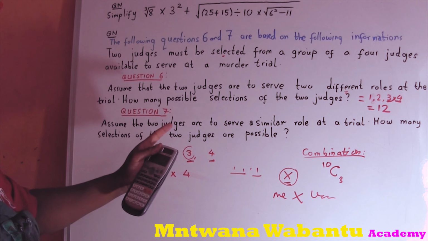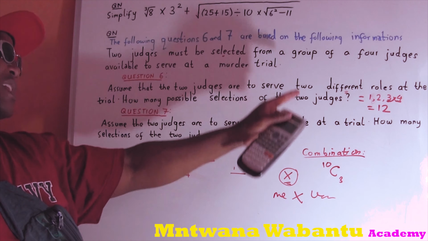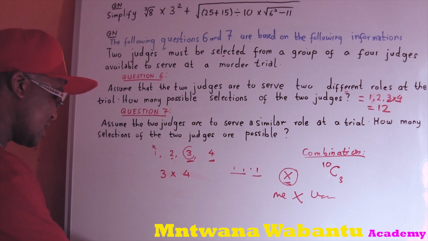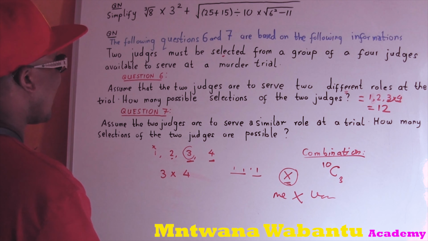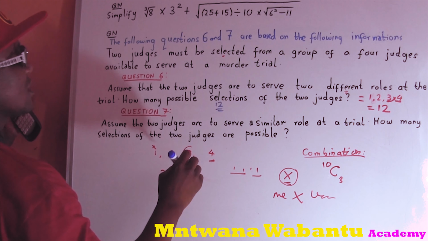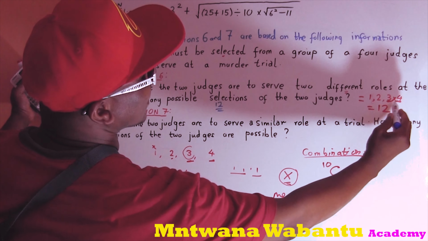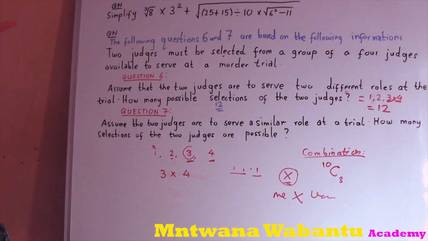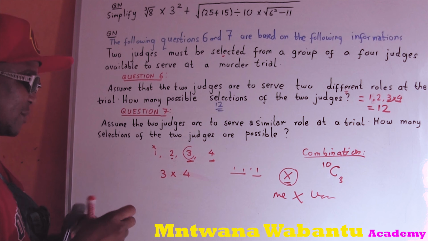So how many possible selections? There are 12 possible selections. So my answer is 12 possible selections, you know what I'm saying? You can just write 1, 2, 3, 4, and then highlight, underline, just like a row there, multiply, equal to 12. Now we go to the next question, the last question actually.